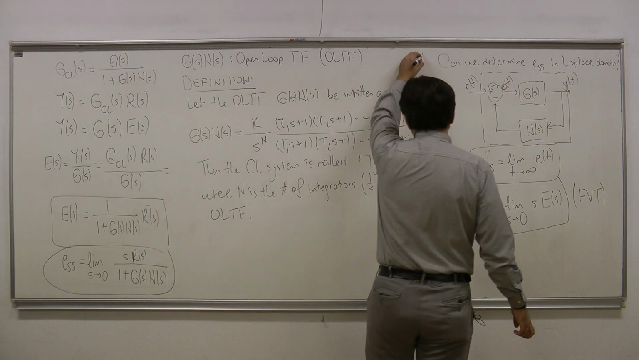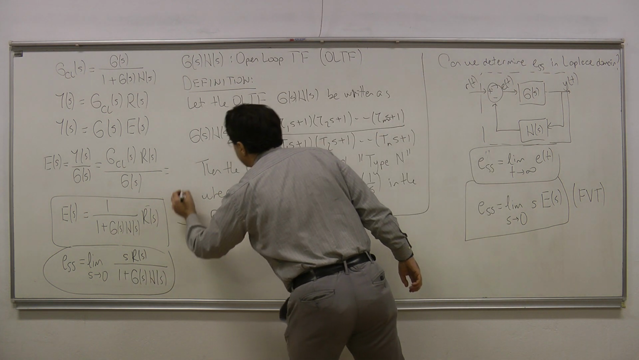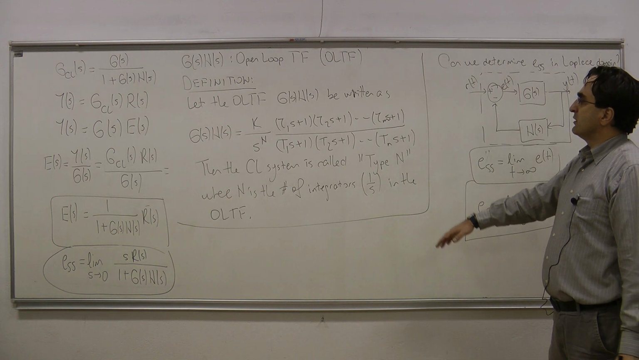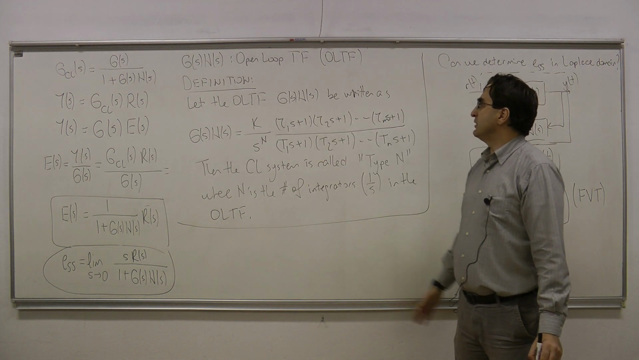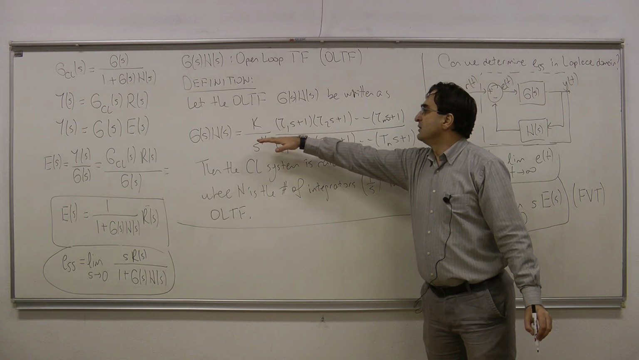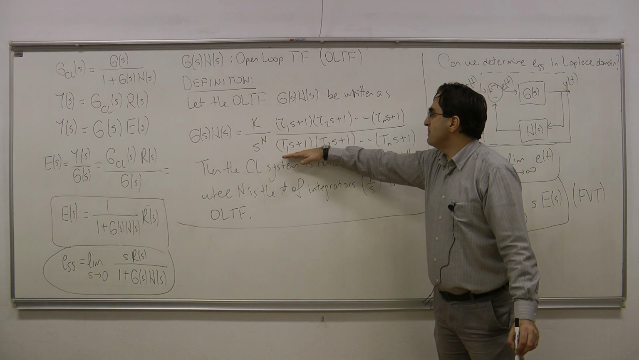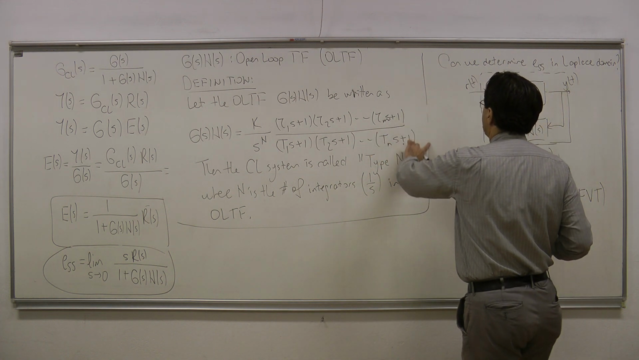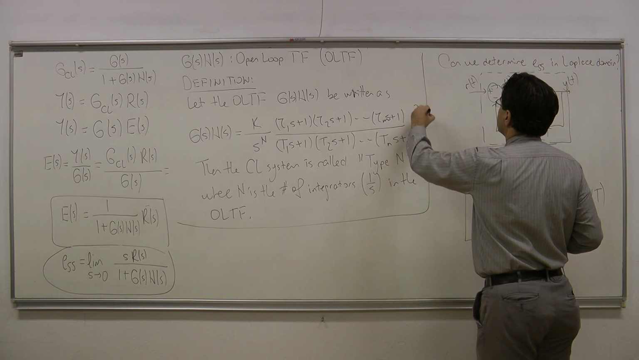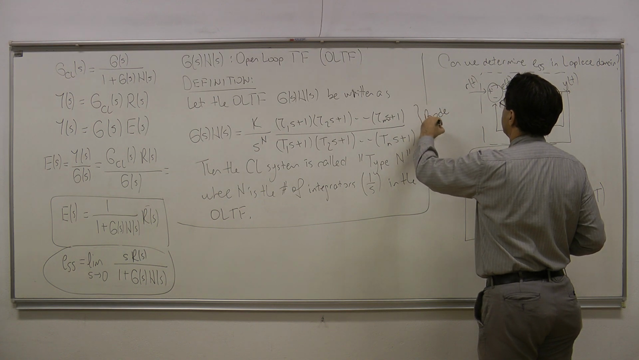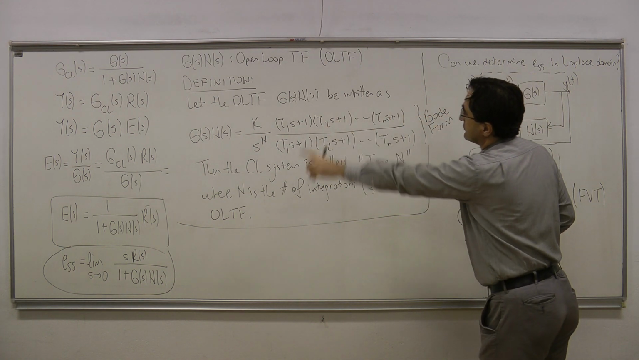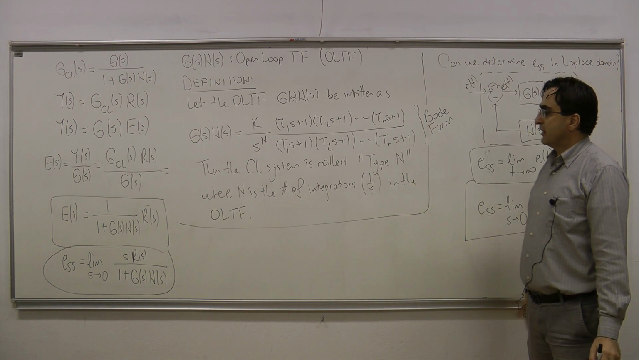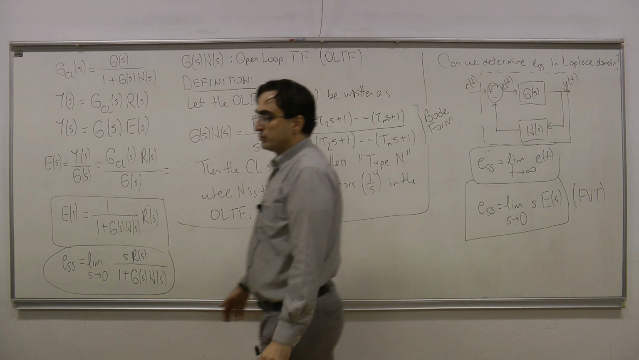Okay? Now we are going to try to understand what this means. So we are starting with an open loop transfer function, and we are assuming that open loop transfer function can be written in this form. This form in control literature is called the Bode form of the transfer function. And any rational transfer function can be written in this Bode form. I will try to show you how we can do that.